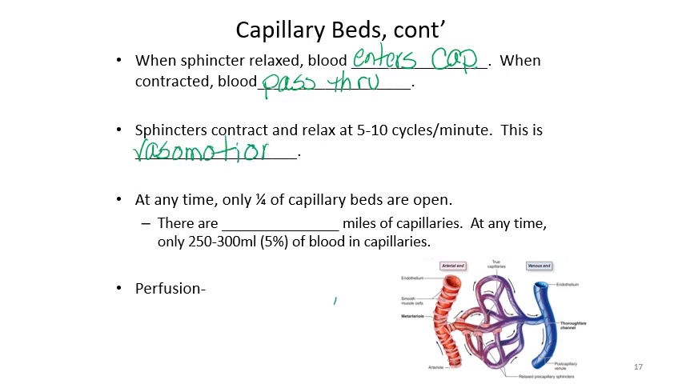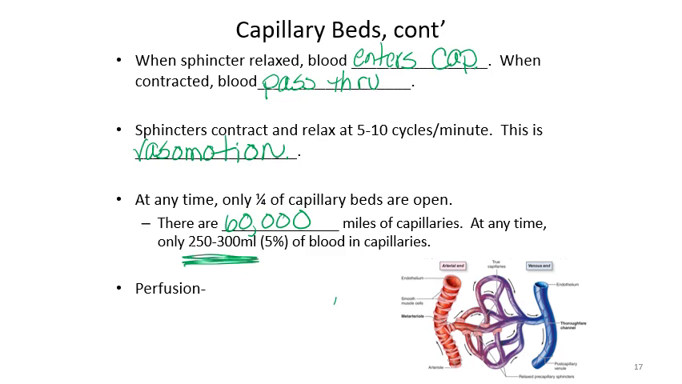Now, at any given time point, only about a quarter of your capillary beds are actually open and filled with blood. There are 60,000 miles of capillaries in your body, which is just an absurd number to me. At any given time, you've only got a little bit of blood in the capillaries because the rest of it's outflowing through the arteries and veins, etc. So there's just not enough blood to fill all your capillaries.